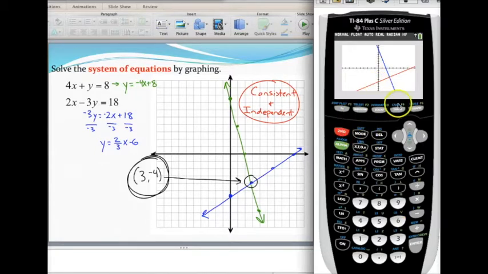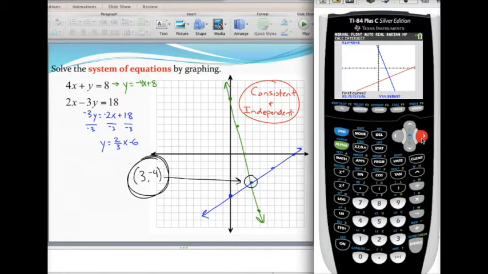Press second, and then press the trace key to get to the calculate menu. And in that list, the option we want is option 5, the intersect option. So select option 5, and the calculator is going to ask you 3 questions. They're going to say first curve, second curve, and guess. Really, for what we're doing, it doesn't matter. Just press enter 3 times.